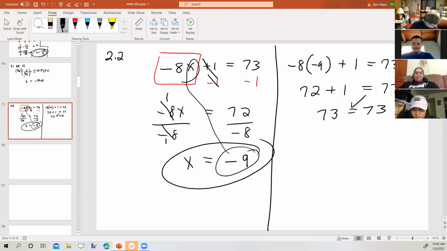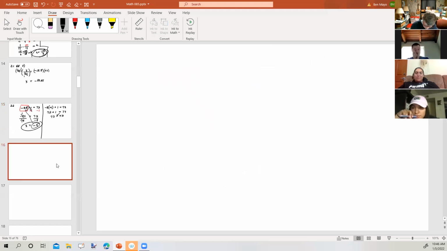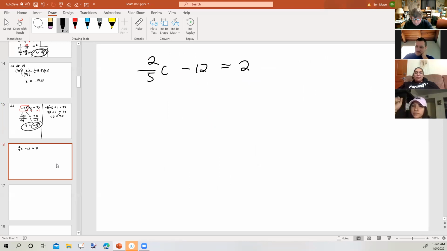Okay. Let's see here. Let's do this one. 2/5 C minus 12 equals 2. So isolate the variable term. So 2/5 C is the variable term. I've got to get rid of that minus 12. So I'm going to add 12 to both sides of the equation. The minus 12 and the plus 12 cancel each other out. So I've got 2/5 C equals 2 plus 12 is 14. So I've isolated the variable term.